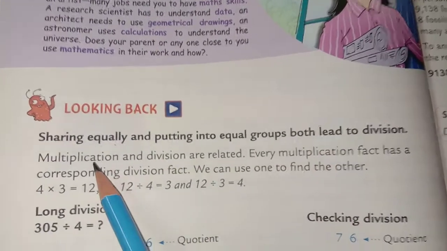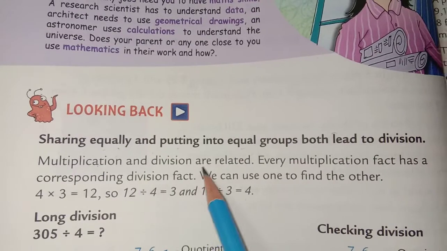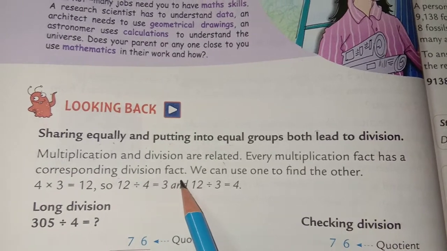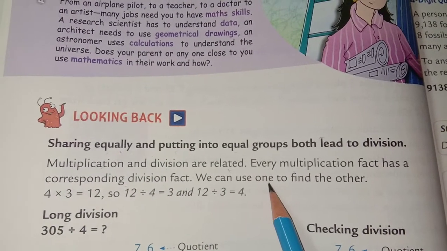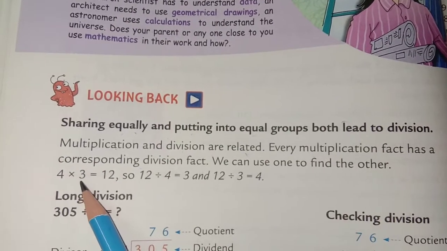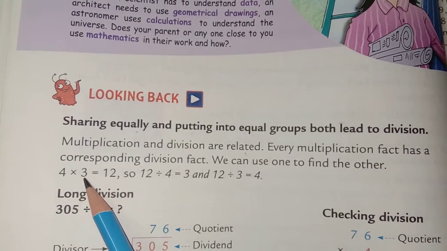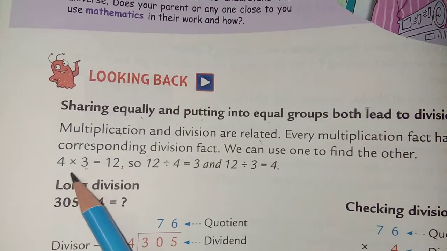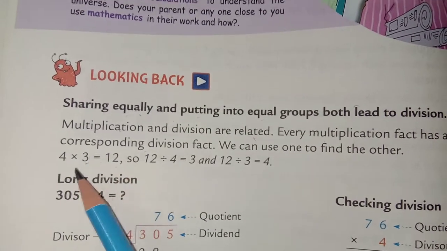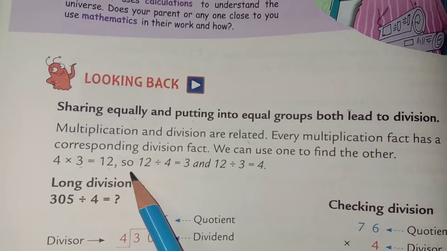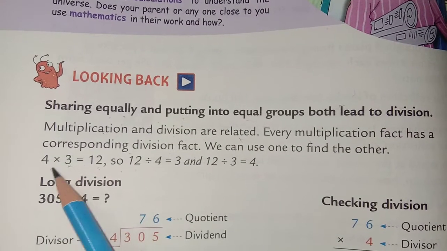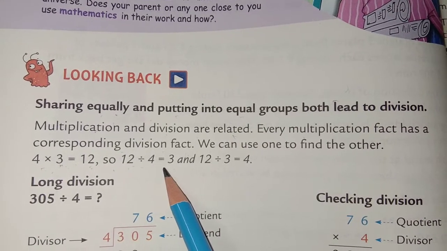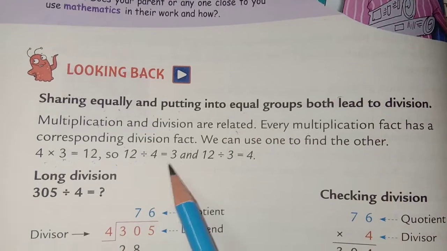Okay. Now, multiplication and division are related. Every multiplication fact has a corresponding division fact. We can use one to find the other. Can you see here? Multiplication and division are related to each other. How is it related? See, one example is given. 4 multiplied by 3 is equal to 12. 4 3s are 12. So, when you divide this 12 by any of these numbers, it is called a division. So, 12 divided by 4, your answer should be 3.